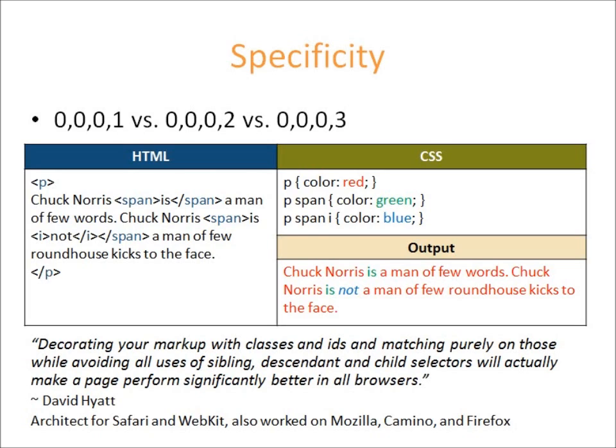Right? But this sort of child selection thing, I don't like it, and I'm not alone. David Hyatt, architect for Safari, WebKit, also worked on Mozilla, he said flat out that decorating your markup with classes and IDs and just matching on those instead of this whole sibling, descendant, child selectors is going to help your page perform significantly better. It's also going to help with complexity.